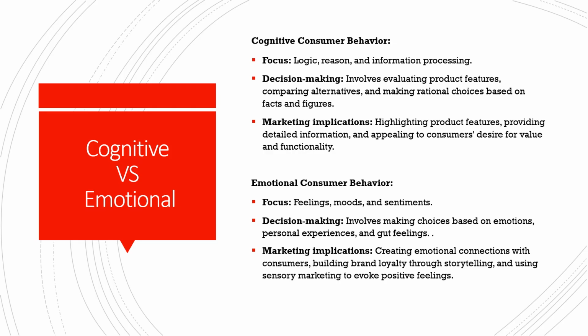So here we have seen the difference between cognitive and emotional. Cognitive decisions are basically rational decisions, whereas emotional decisions are driven by intuitions and feelings. Now, how can marketers make use of cognitive and emotional decisions? For cognitive decisions, businesses can focus on providing detailed product information and comparison. For emotional decisions, businesses can focus on creating brand experiences and emotional connections.